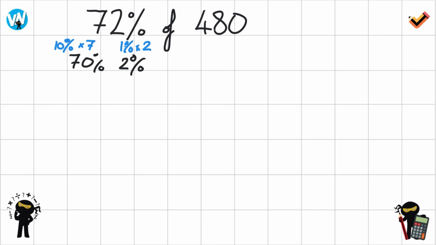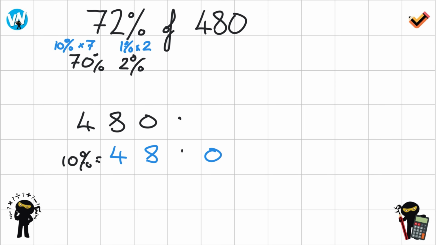Now with 480, we can probably hopefully see that 10% is 48. But if you can't see that, let's just go through the process. So we've got 480, decimal, decimal. Divide by 10 is move everything 1 space to the right. So that's going to end up like this, 48.0. So that is 48. So 10% is equal to 48. So in order to find 70%, I need to times 48 by 7.